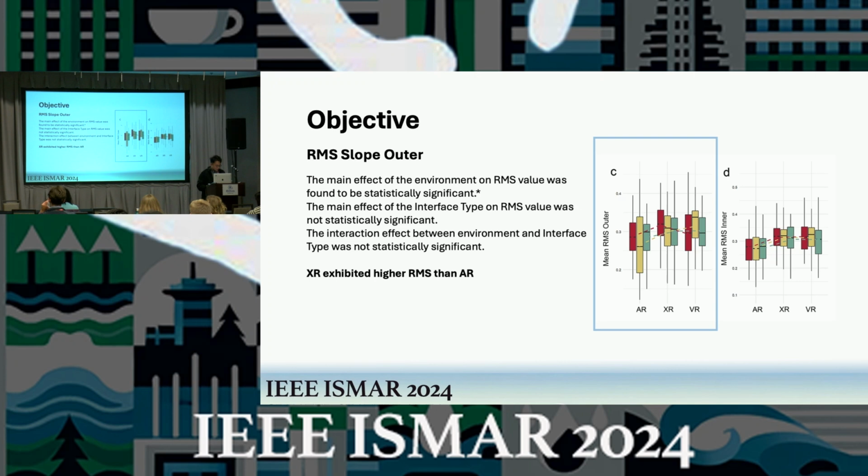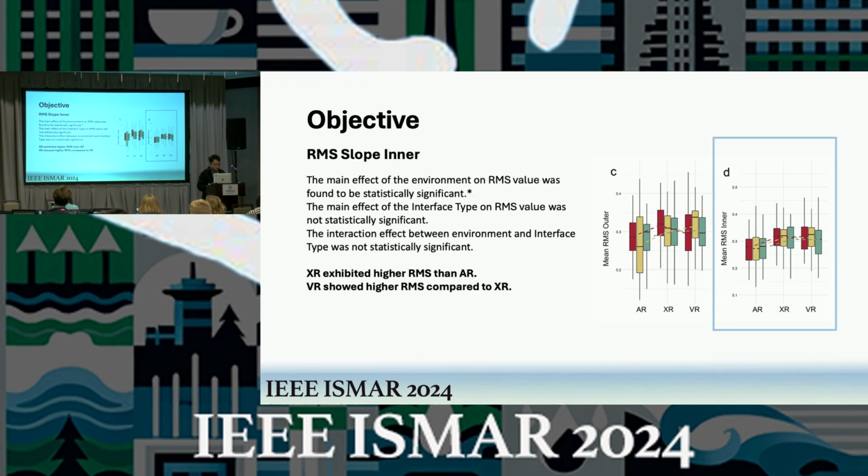About the RMS value, we only find the environment has a significant influence on muscle fatigue. When the user is drawing on the outer layer, XR shows higher muscle fatigue than AR. When the users draw on the inner layer, XR shows higher muscle fatigue than AR as well, and VR shows higher muscle fatigue than XR.